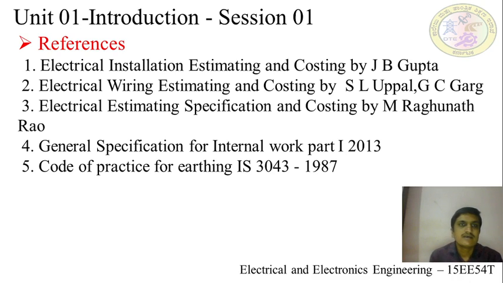Next, here I have used some references. These are all some books and some soft copies. Electrical Installation, Estimation and Costing by J.B. Gupta. Second one, Electrical Wiring, Estimating and Costing by S.L. Uppal, G.C. Garg. Third one, Electrical Estimating, Specification and Costing by M. Raghunath Rao. Fourth, General Specifications for Internal Work, Part 1, that is 2013. Fifth, Code of Practice for Earthing, IS 3043, 1987. These are all the reference books you can refer.